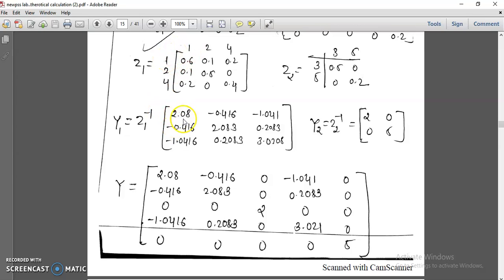Now 1 to 1 we got 2.08. You put 2.08 here. 1 to 2, we got here minus 0.416. Similarly you have to type the rest. 1 to 3 is not there here, so this will be 0. 1 to 4 is there, and 1 to 4 is 0.2. What did you get from the inverse here? Minus 1.041. This is 1 to 4, and this is 4: 1, 2, 3, 4. This is 1. So 1 to 4 will be minus 1.04. Similarly, this value you also have to put here.